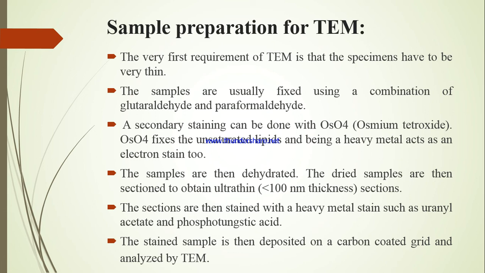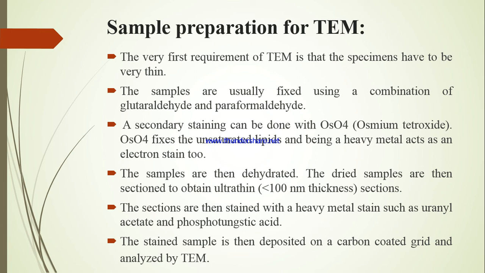I already told you that sample preparation plays an important role in electron microscopy. The very first requirement of transmission electron microscopy is sample preparation. The samples are usually fixed with a combination of glutaraldehyde and paraformaldehyde. The second staining can be done with osmium tetroxide. Osmium tetroxide fixes the unsaturated lipids and, being a heavy metal, acts as an electron stain too.